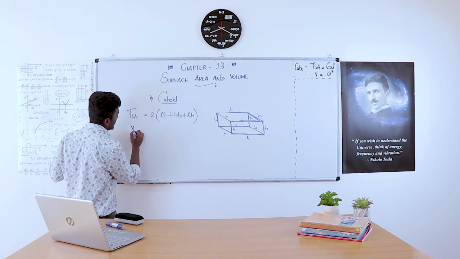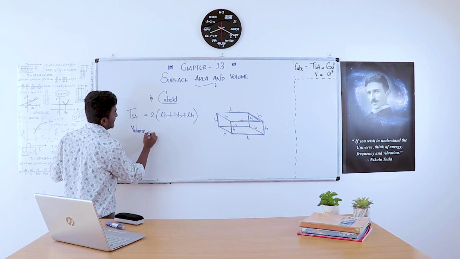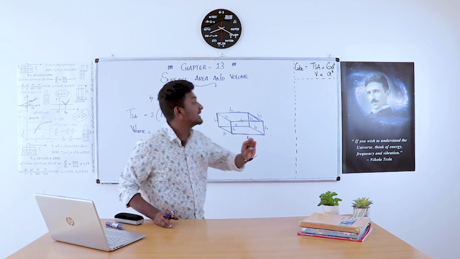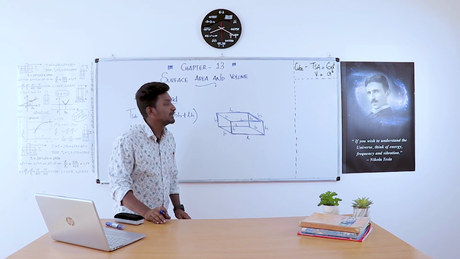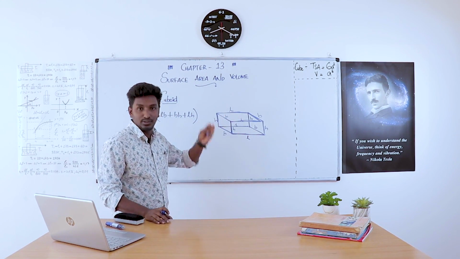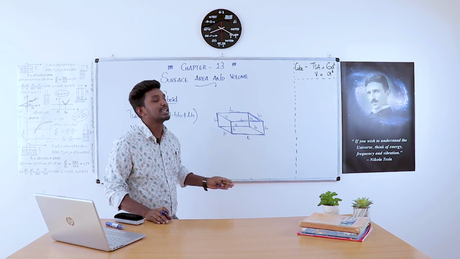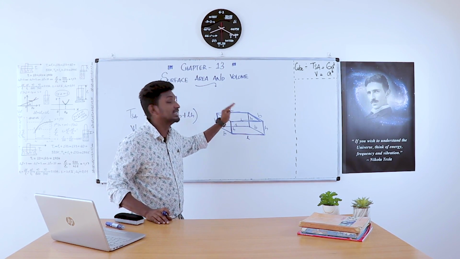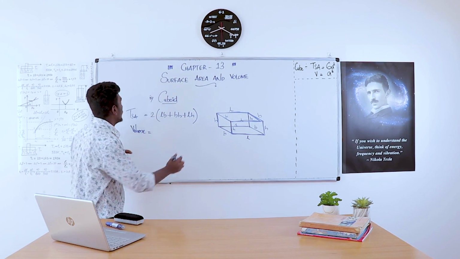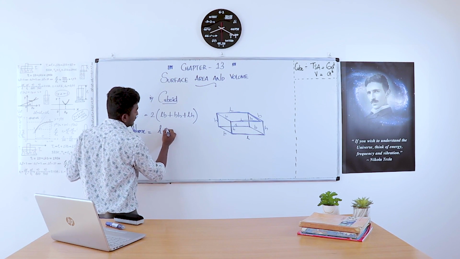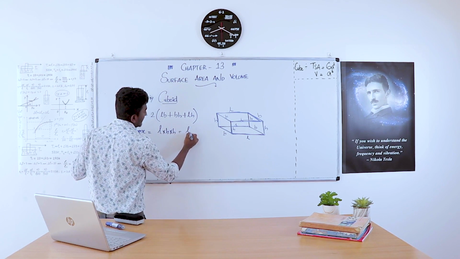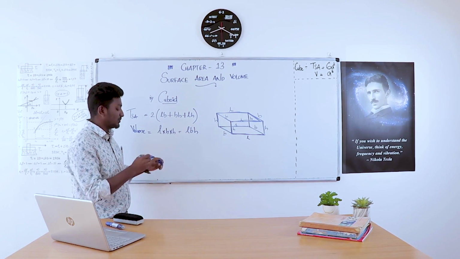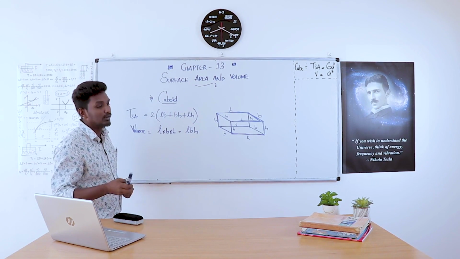Now moving to the volume of the cuboid. Like we said in the case of a cube, the volume of a cuboid is simply length into breadth into height. In the case of a cube, length, breadth and height are the same, taken as a, so we write the volume as a cube. Here the length, breadth and height are different, so the volume of a cuboid is length into breadth into height, that is LBH. So what is the volume of a cuboid? It is LBH.